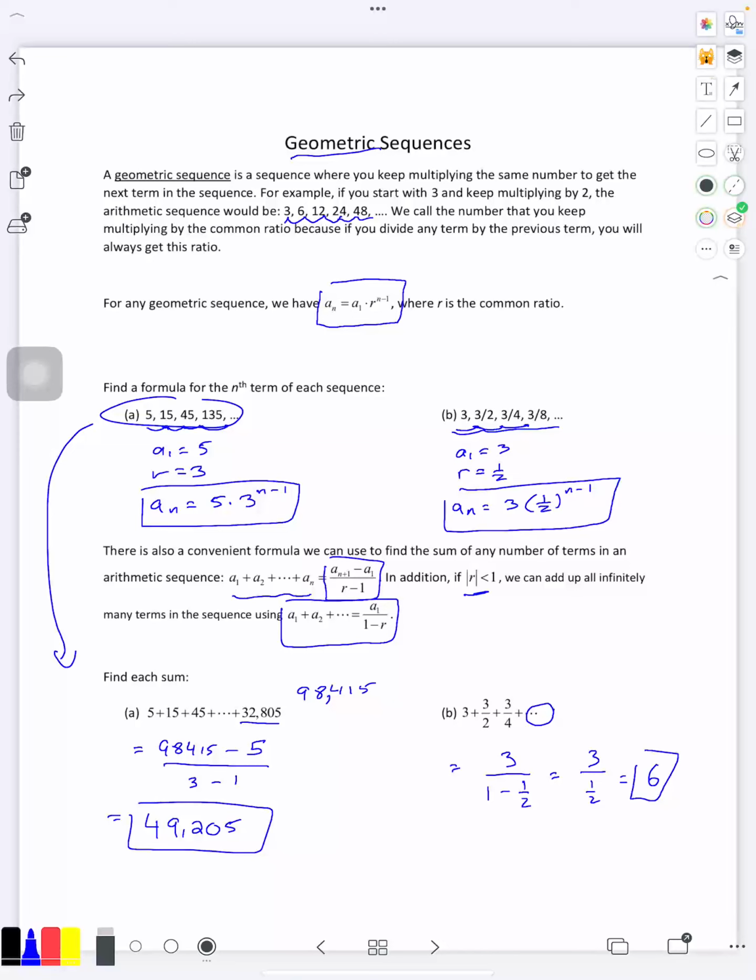So once again, if you have a special sequence like geometric, you use these formulas. If you have a special sequence like arithmetic, you use those formulas. And if you have a general sequence, you just try to play around with it until you can figure out your answer. But those are the two types you really want to know.